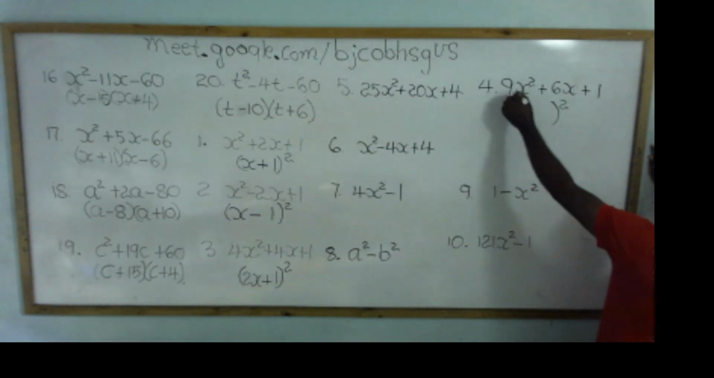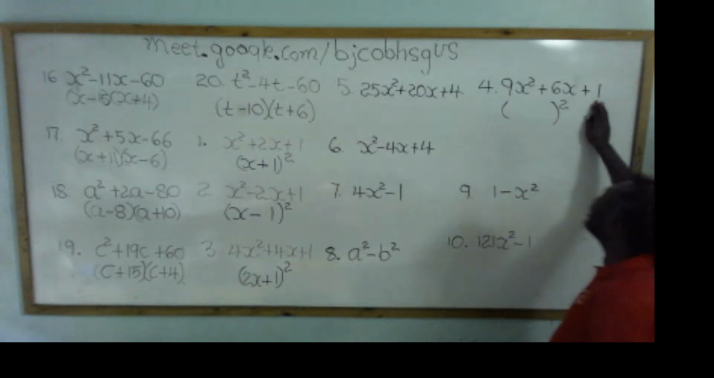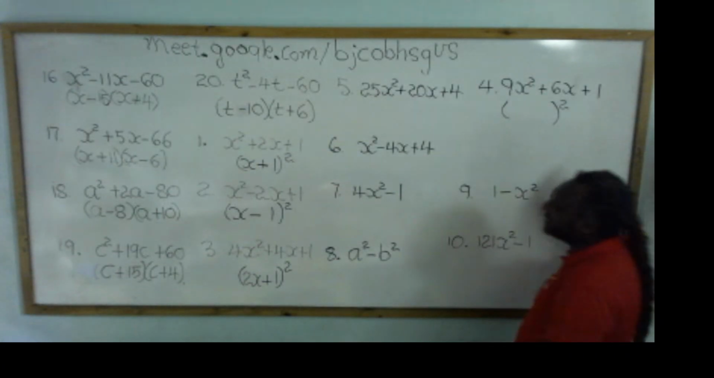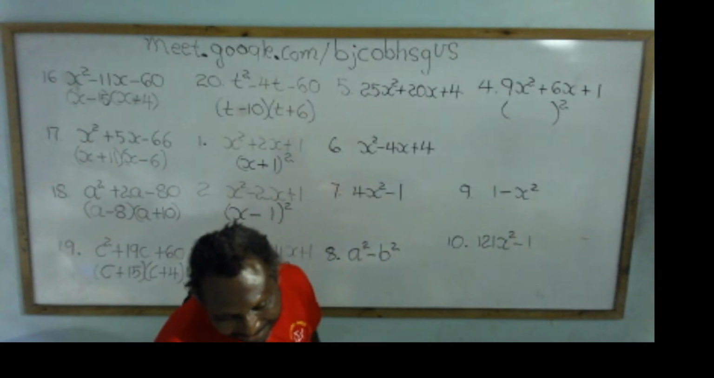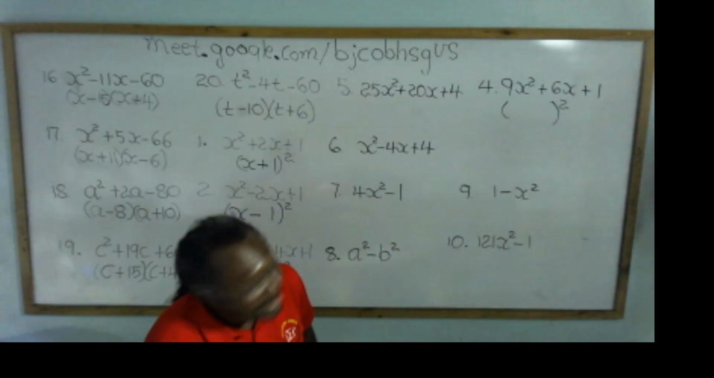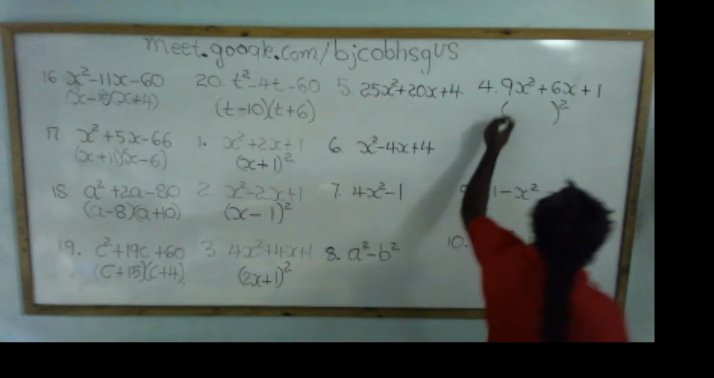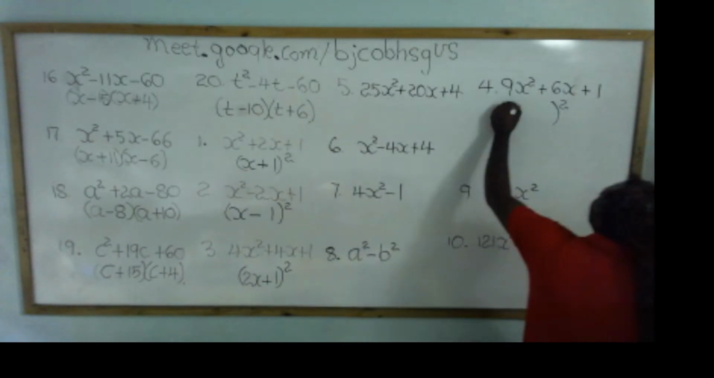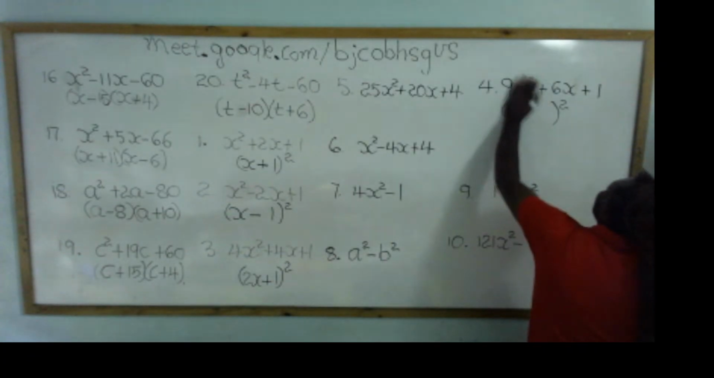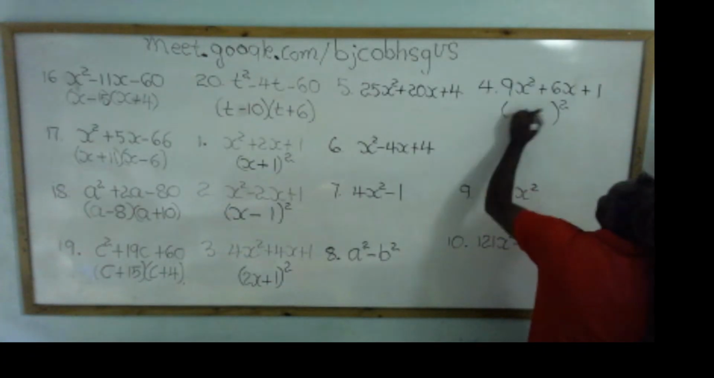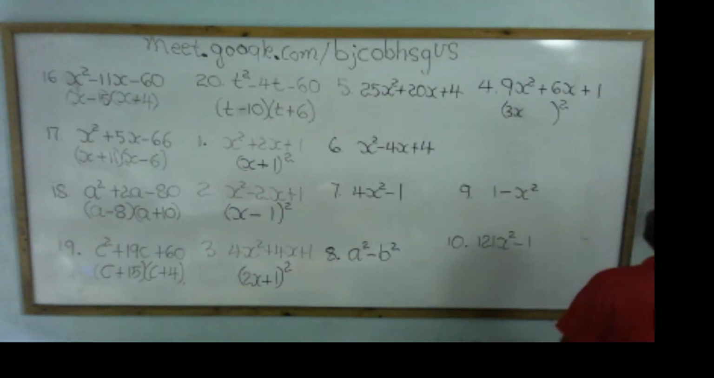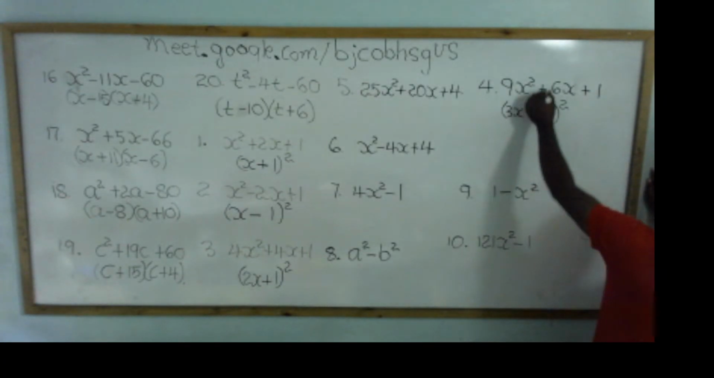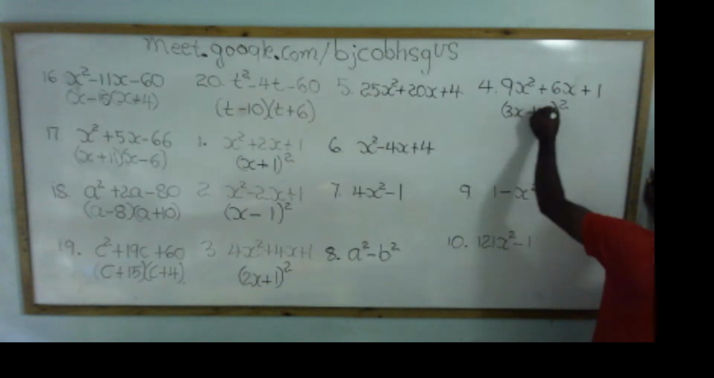What do you square to give 9x squared? And what do you square to give 1? Three x. So when we square 3x, we get 9x squared. I see the answer for the next one already. And then of course, the middle sign is a plus and it's a 1 right there.